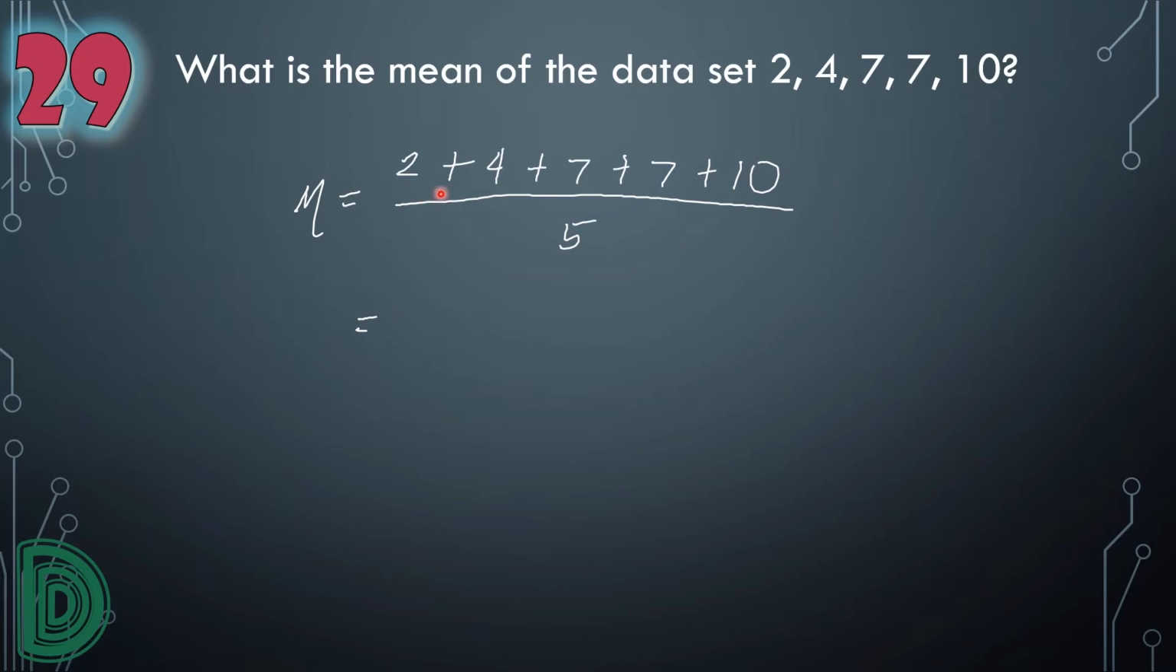So we have 2 plus 4, 6, plus 7, 13, plus 7, 20, plus 10, 30. So we have 30 over 5. Hence, the mean of the data set is equal to 6.